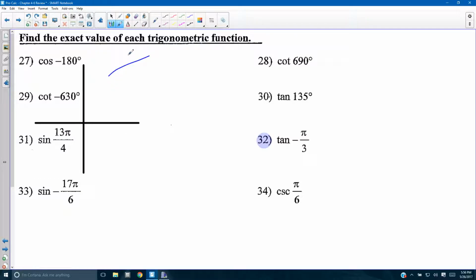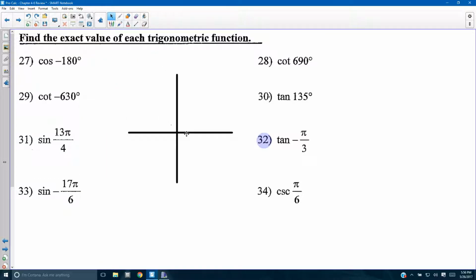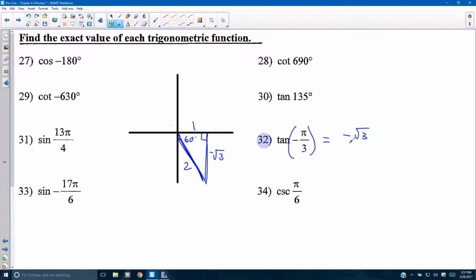Negative pi over 3 is negative 60. So tangent of negative 60, we'll be going 60 down from 0, which is down right here. The reference angle is 60. Opposite 60 is root 3, adjacent is 1, hypotenuse is 2. 1 to 2 to root 3. Root 3 is negative as we go downward. Tangent is opposite over adjacent, negative root 3 over 1, that is negative root 3.